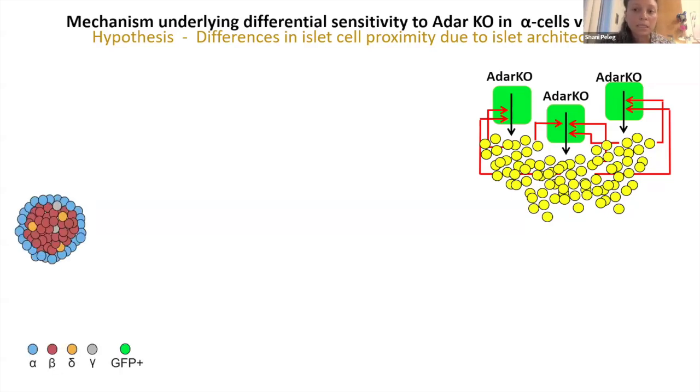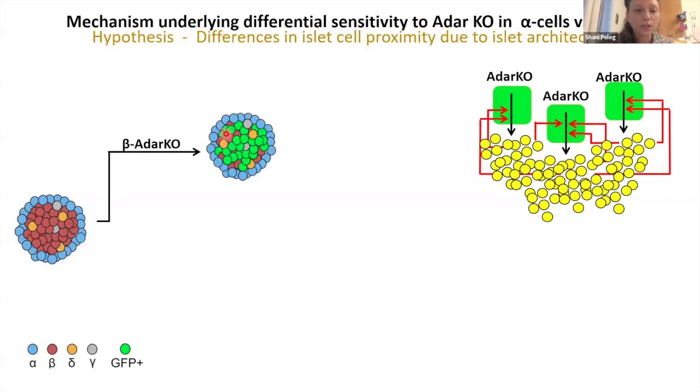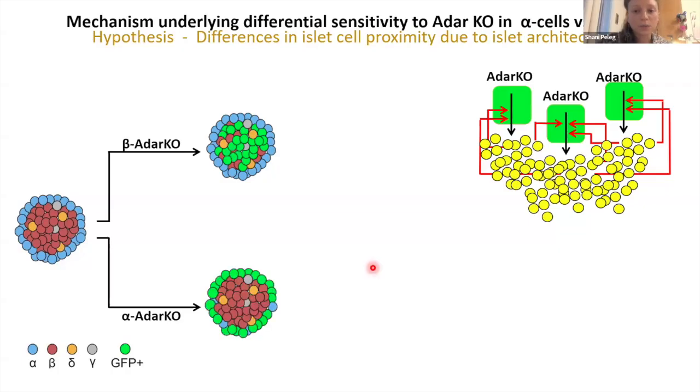Now, in mouse islets, alpha cells are located in the perimeter of the islet, while beta cells are located in the core. So in beta ADAR knockout islets, we have many mutant cells that are in close proximity to each other. And in contrast, in alpha ADAR knockout islets, the mutant cells are more dispersed. They're further away from each other. So we could imagine that there's less communication between these cells and maybe therefore less positive feedback loops and less augmentation of the interferon response.